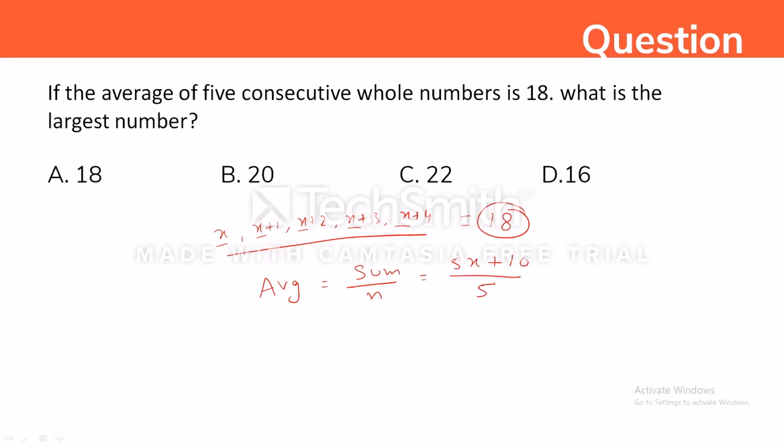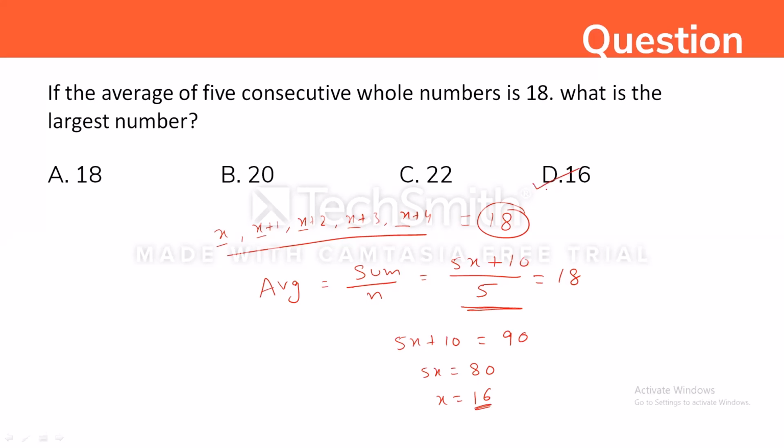total how many numbers do we have? 5, which is equal to the average. The average value is already given as 18. Now we just need to solve this expression to get the value of x. 5x plus 10 is equal to 18 into 5, which is 90. So 5x is equal to 90 minus 10, which is 80. x is equal to 80 divided by 5. The value of x is 16.